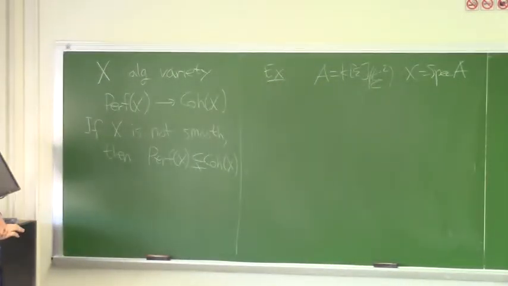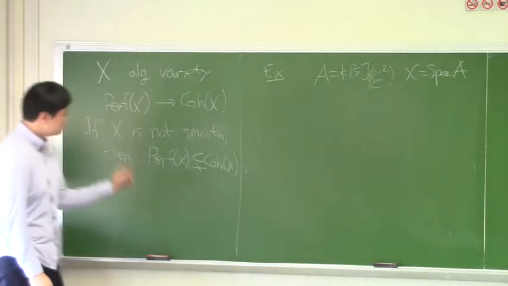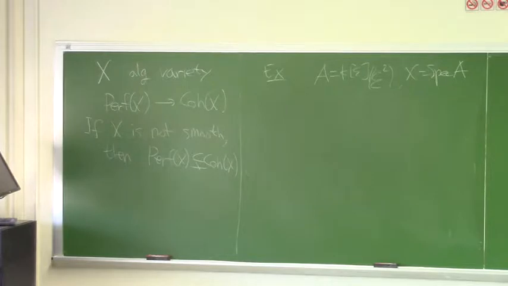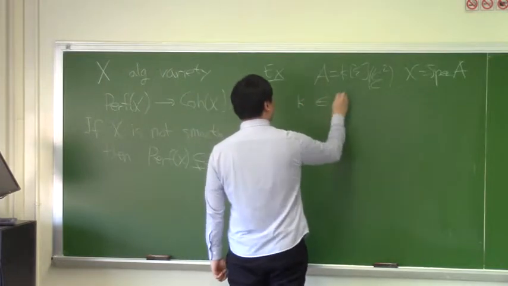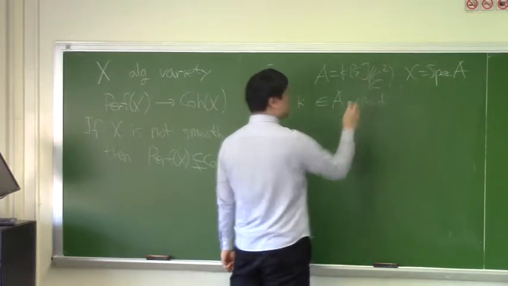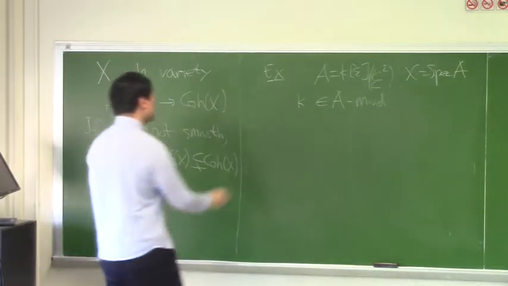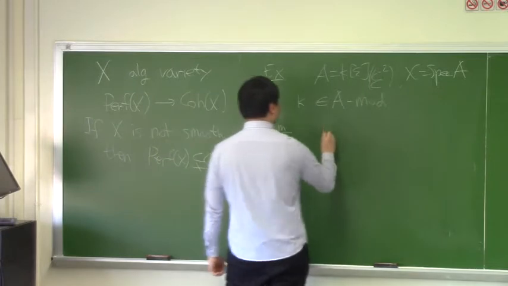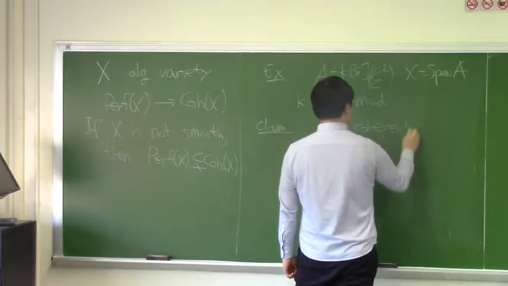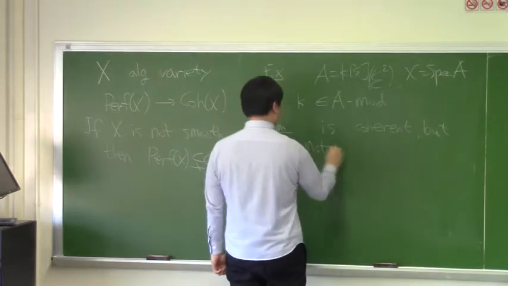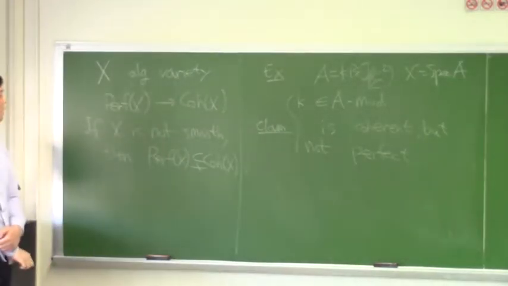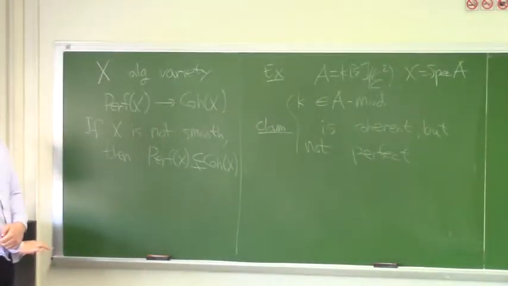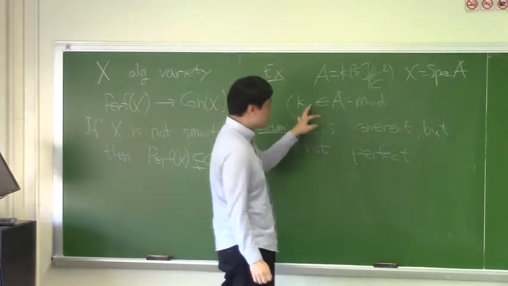This is also meant to be an illustration of what I mean by perf and coh, because maybe not everyone is familiar with this terminology. So what I'm thinking of here is that if I think of k as an A-module, the claim is that this is coherent, but not perfect. If you know the usual notion of coherent, what I mean by coherent is clear. But the claim is that it is not perfect.